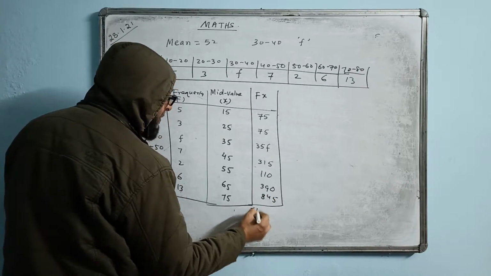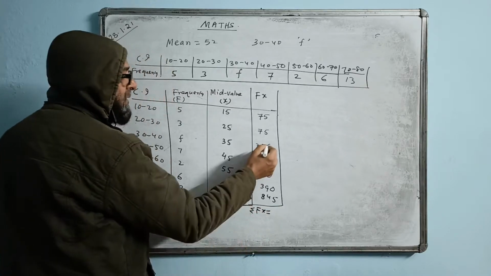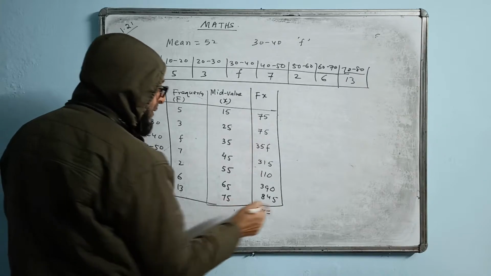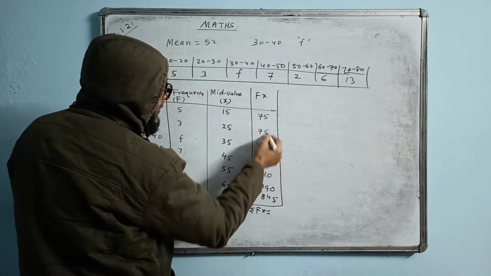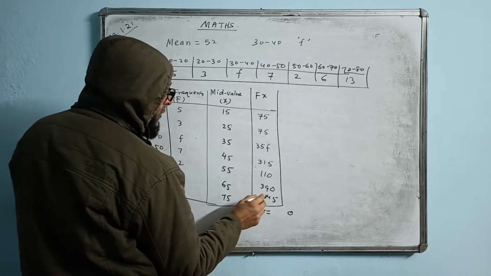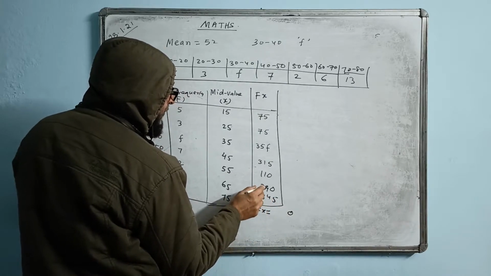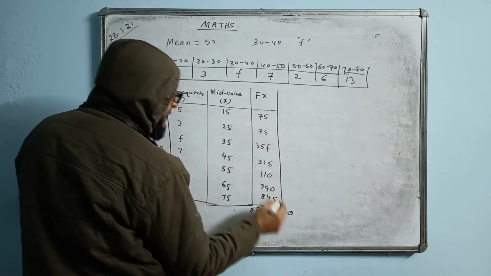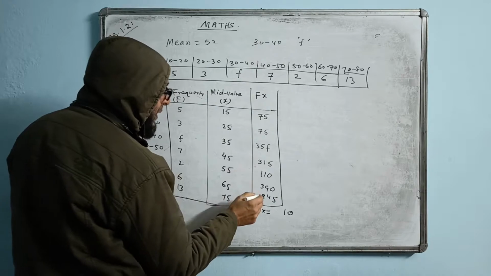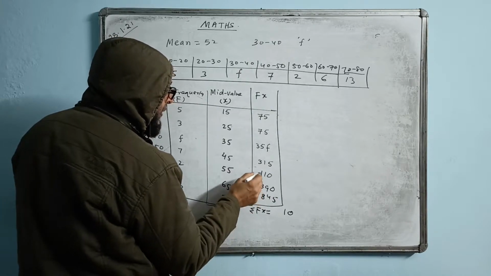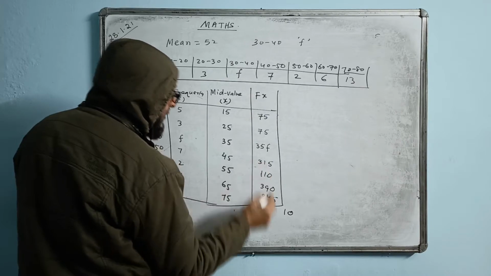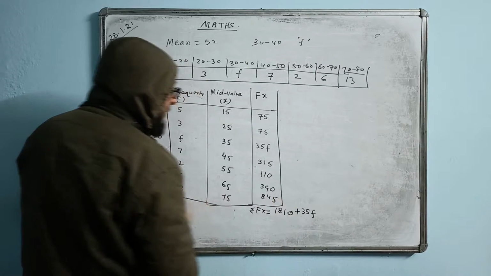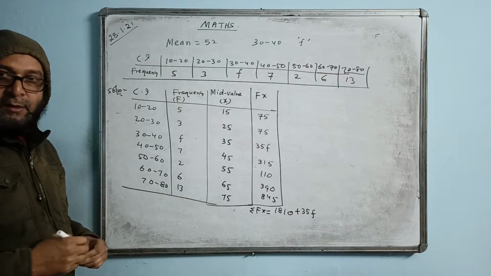So I find the value of summation fx. This is an unlike term, don't include this. Then add this thing. Add: 5 5s are 10, 20, 0, carry 2. 2, 4, 6, 9, 15, 16, 17, 24 plus 7 is 31, carry 3, 11, 3, 14, 15, 3, 18 plus 35f. This is the value of summation fx.